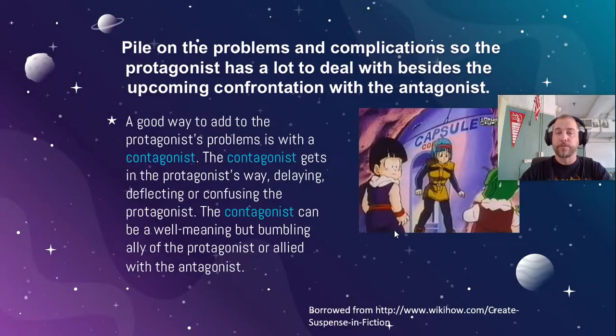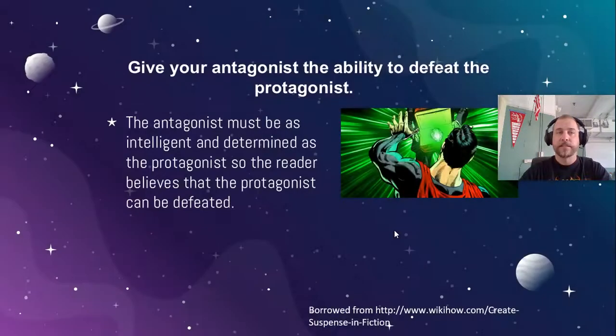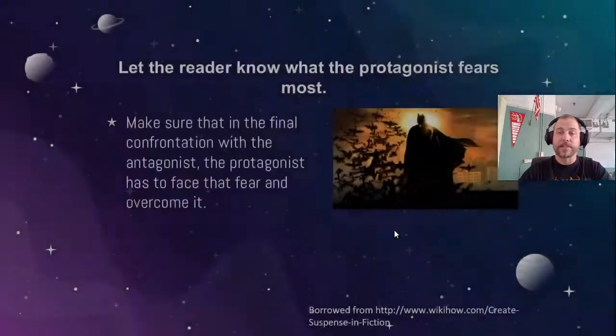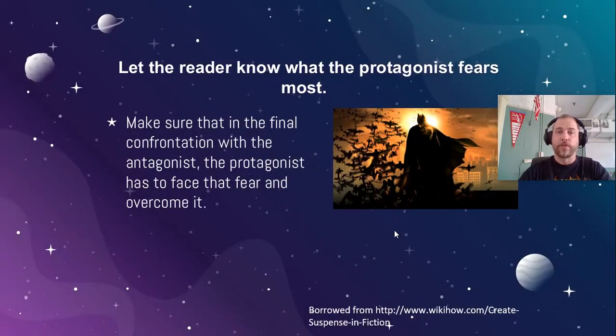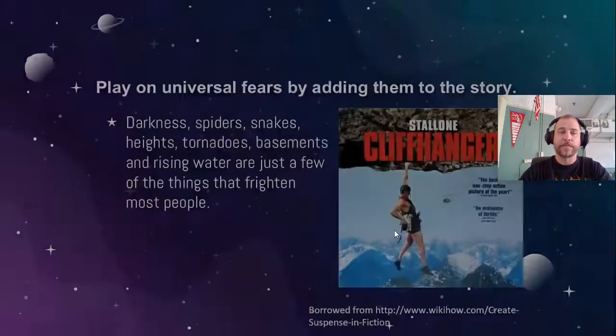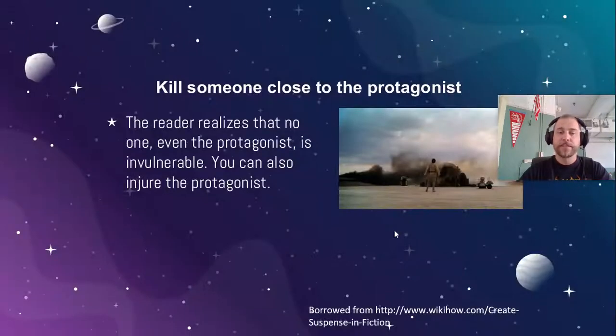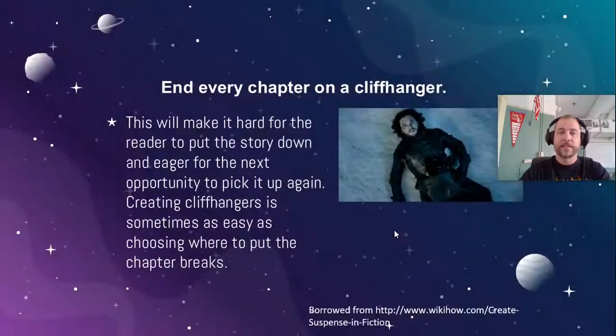Pile on the problems or give a contagonist. Give your antagonist the ability to defeat a protagonist. Make the protagonist work against long odds. Let your reader know the protagonist's weakness or fear. Play on universal fears. Kill someone close to the protagonist. And end every chapter on a cliffhanger.